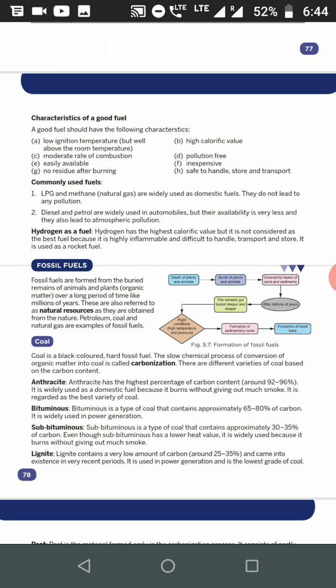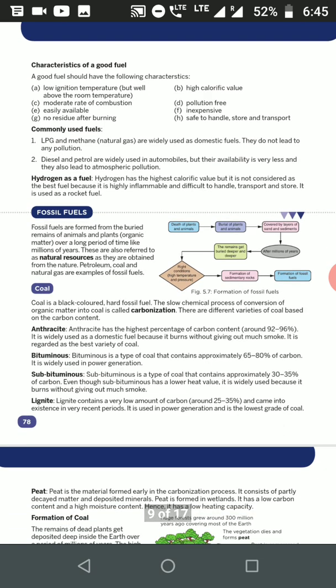It is the best variety of coal. Bituminous coal has a carbon content of 65 to 80%. It is used for power generation. Subbituminous coal has a carbon content of nearly 30 to 35%, and it has a low heat value. It is used because it burns without giving much smoke. Lignite contains a low amount of carbon, that is 25 to 35%, and came into existence in a very recent period. It is used in power generation, and it is the lowest grade of coal.